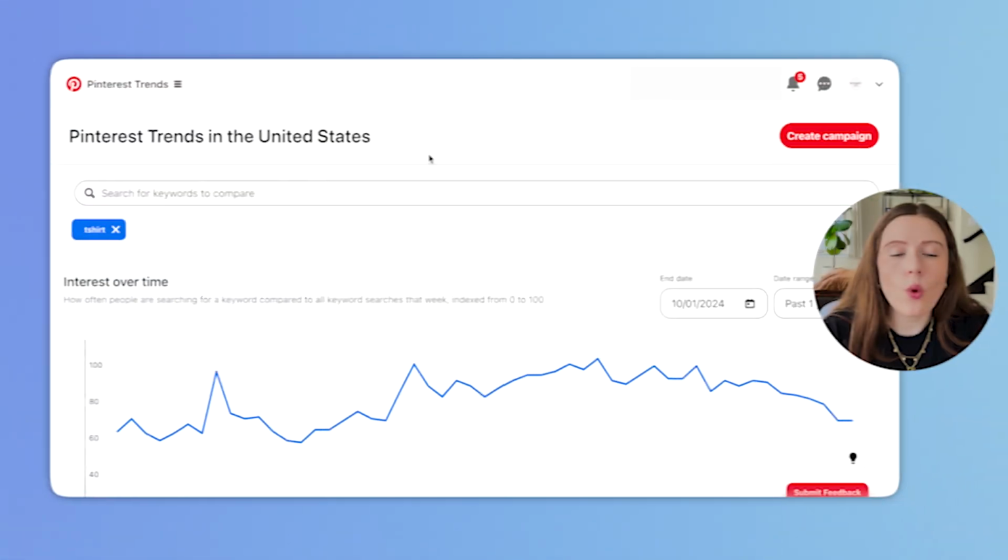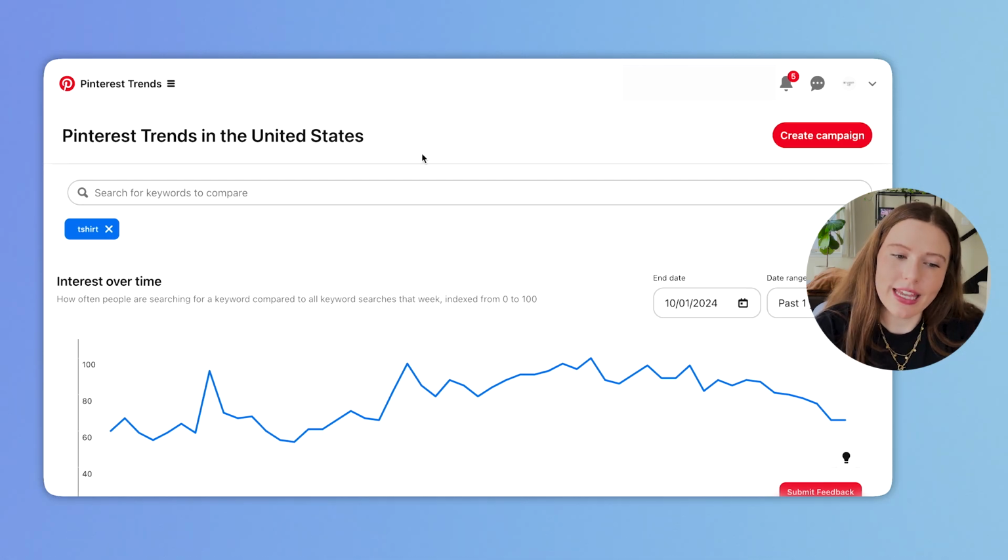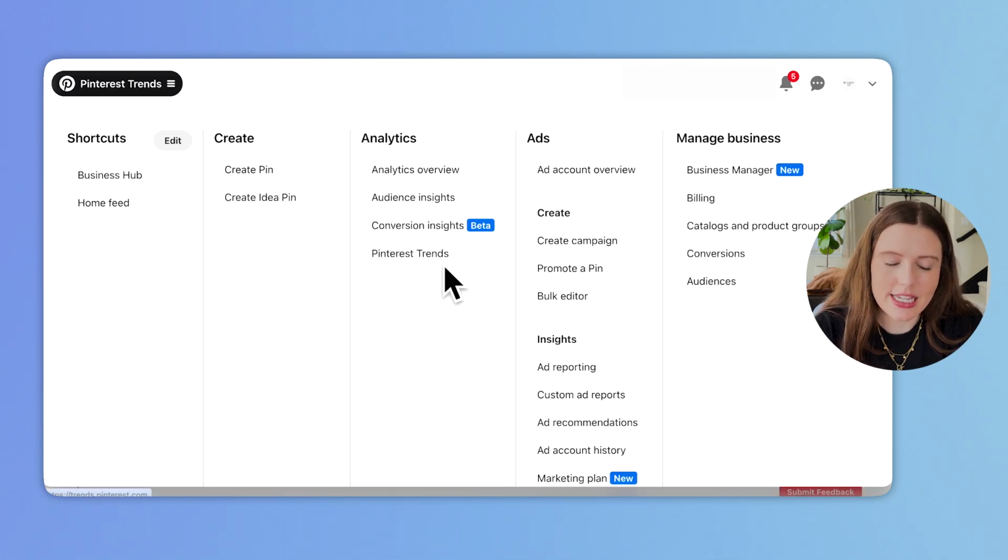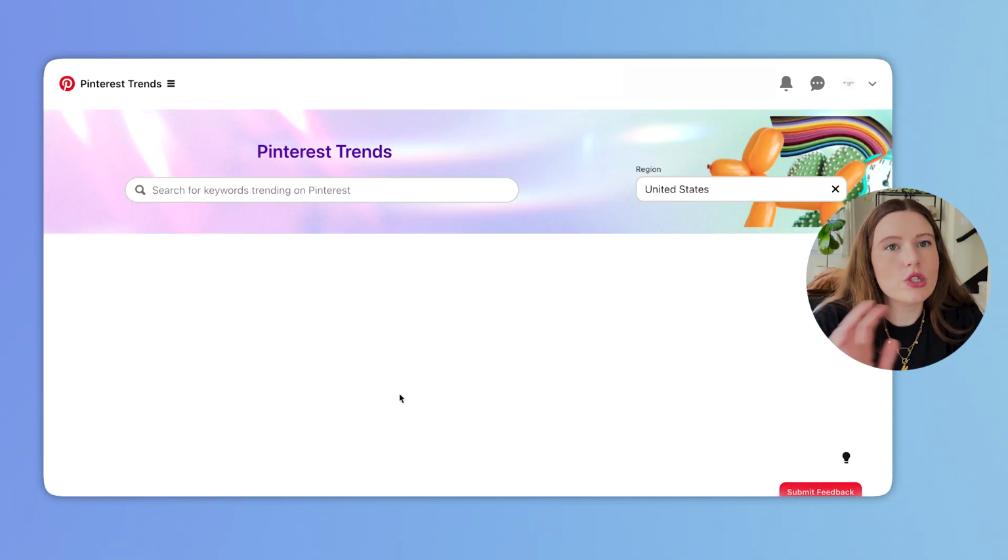As I mentioned, this is only available to business account users. So I highly recommend opening a business account. It is completely free for you to do so. And once you open up that business account, you will get access to this fun little button here, which is called Pinterest Trends. And it allows you to start to explore.